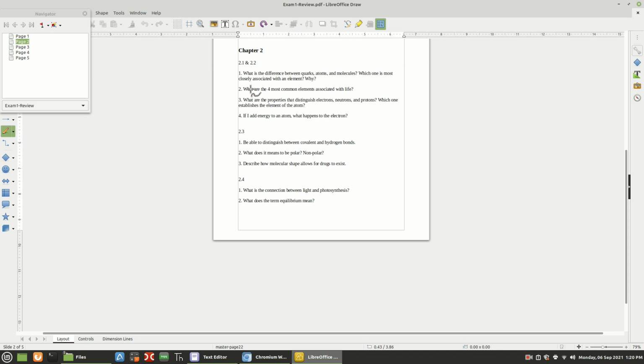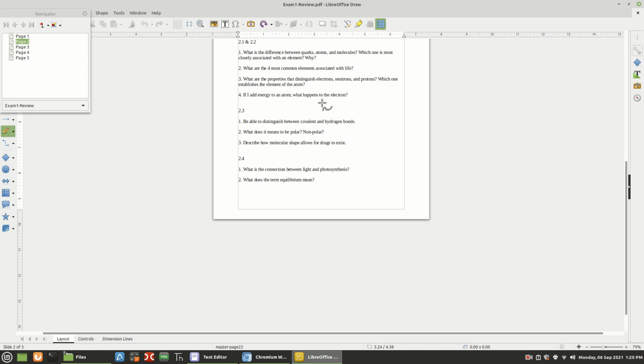Now, you may not know this one. You could look it up on the internet, but that is carbon, hydrogen, oxygen, nitrogen, phosphorus, and sulfur. And it comes out to be CHNOPS, where the M changes to N. So CHNOPS, that makes a little word. Carbon, hydrogen, oxygen, nitrogen, phosphorus and sulfur are the six most common elements associated with life. The majority of your body is made out of those elements.